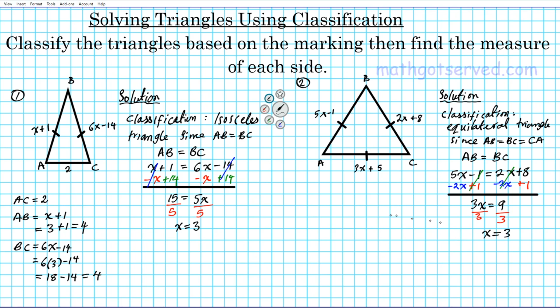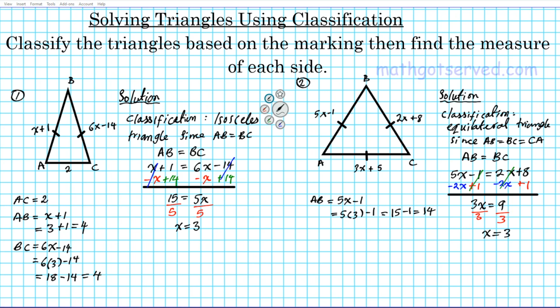Now let's find the measure of all three sides. Let's start with AB. AB is given by the expression 5x minus 1. To find the value of AB, we plug in 3 into this expression. So we have 5 times 3 minus 1. Using the order of operations, multiply first. 15 minus 1 is 14. So all three sides should have the measure of 14 when we substitute the value of x into each expression.